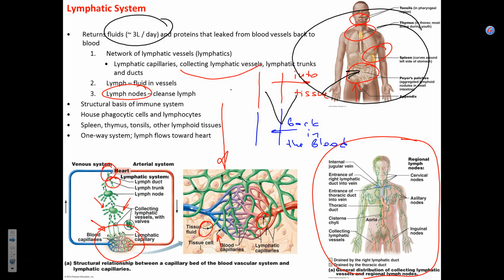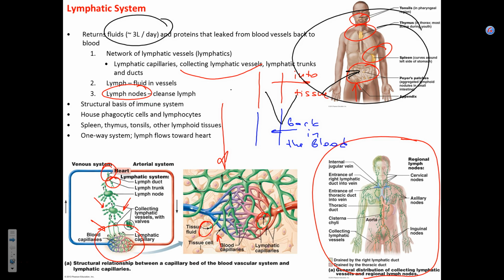Respiratory and lymphatics anatomy are going to be together. Respiratory is small and lymphatics is small, so I'm going to throw them together. Lymph refers to the fluid that's in the lymphatic vessels. It's not blood. It is derived from blood and will return to blood, but it's not the blood.